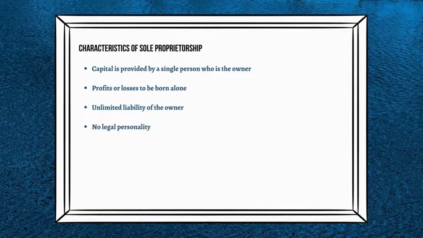No legal personality. A sole proprietorship cannot conduct any legal operations by its business name. It can do only by the personal name of the owner. For example, entering into contracts, purchase of vehicles, obtaining bank loan, filing cases should be done in the personal name of the owner.